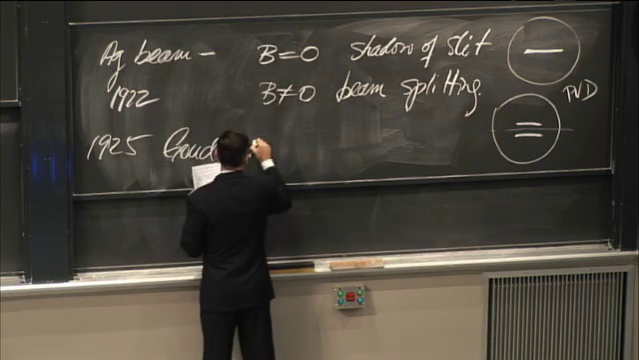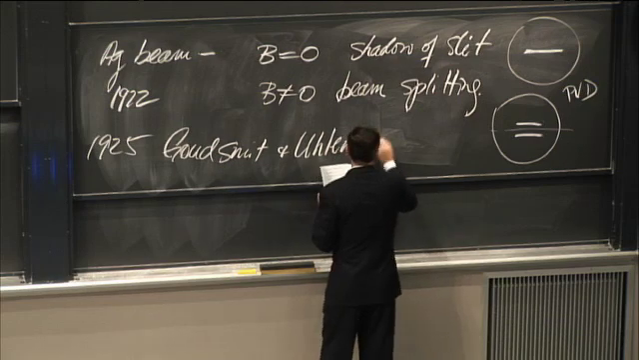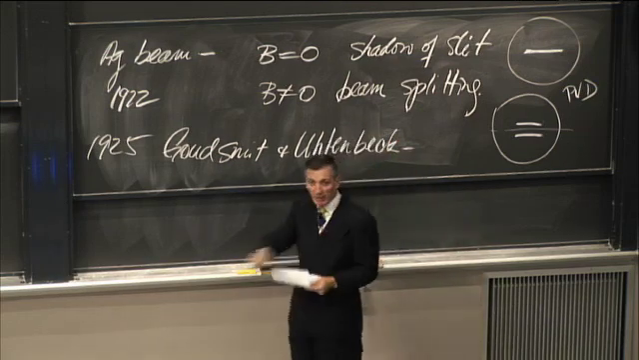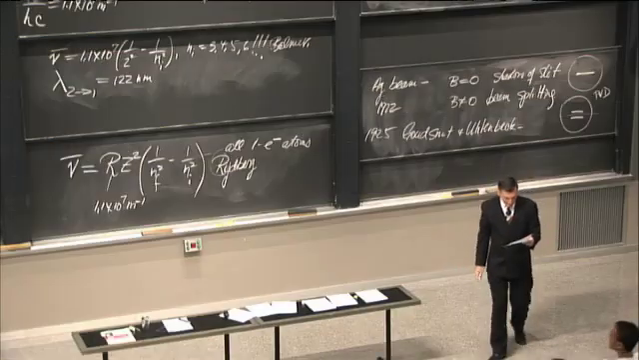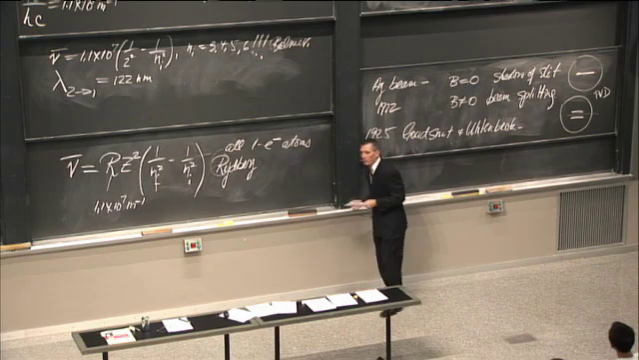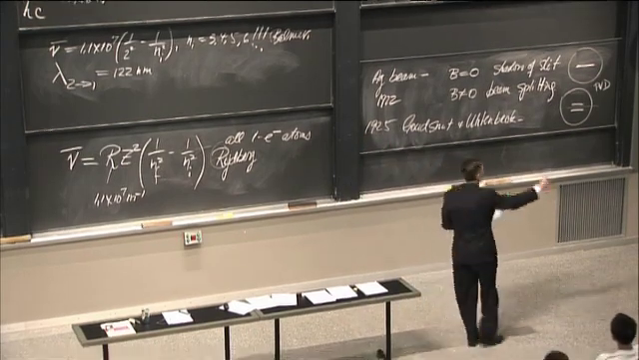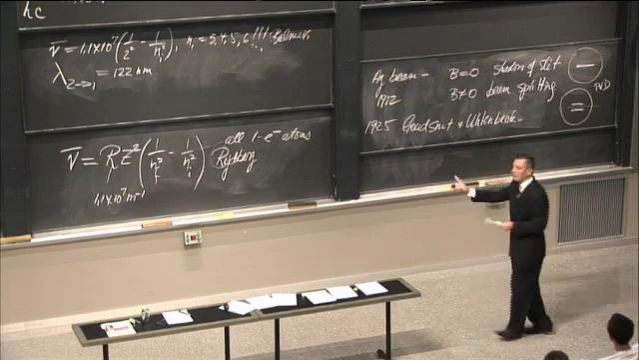Houtsmit and Uhlenbeck. They're just like my TAs, grad students. And they looked at this thing, and I remember sitting around over a beer one night, and they said, you know, so far what we've been saying is the electron revolves around the nucleus.